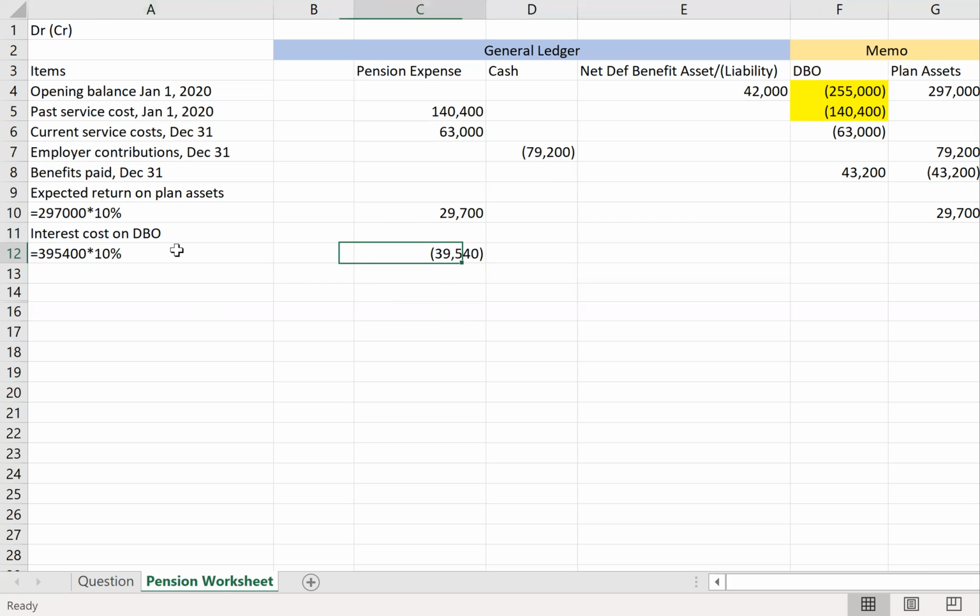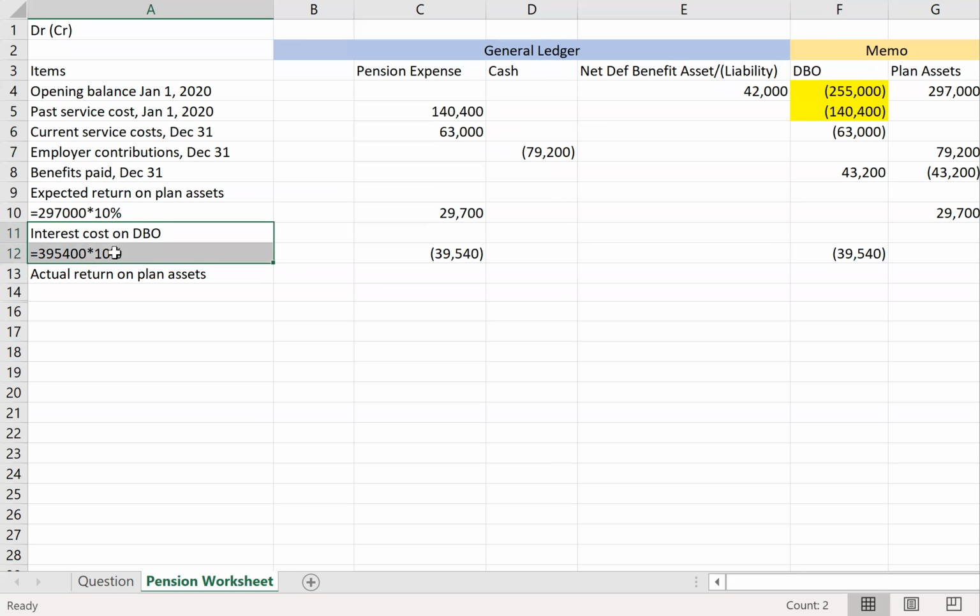Okay. And the offset to this interest cost on the DBO is going to be to increase our defined benefit obligation, because as it's getting closer, of course, we need to increase the balance of that amount on the balance sheet of the plan. Okay, so the next thing that we're given is the actual return on plan assets. So we don't adjust the interest cost on the DBO. This is always using just the discount rate that we're given by the actuaries, which was that 10%.